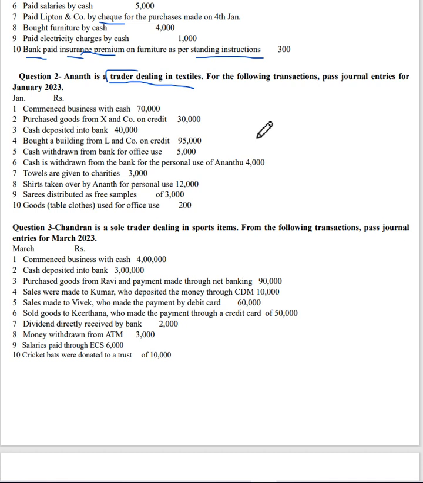Next, towels are given to charities. See here, he is buying items, he has purchased goods of 30,000 rupees, right? His activity is to buy it and sell it in the market. That is what a trader does. So here towels are given to charities. Instead of selling that, what he has done is he has given it to charity.